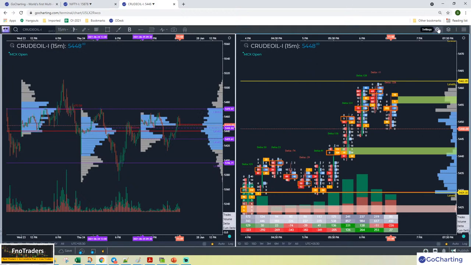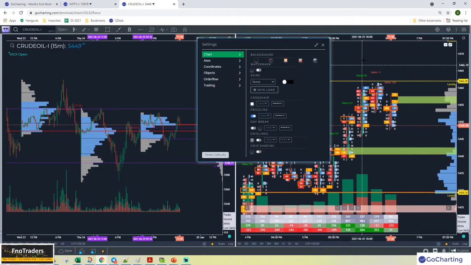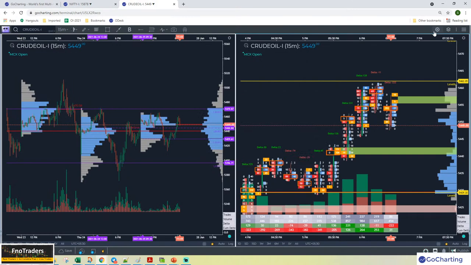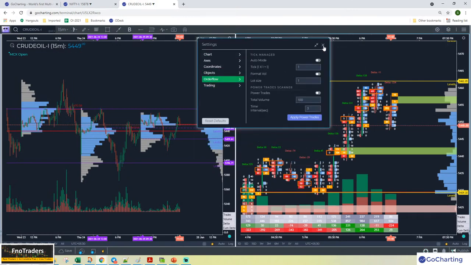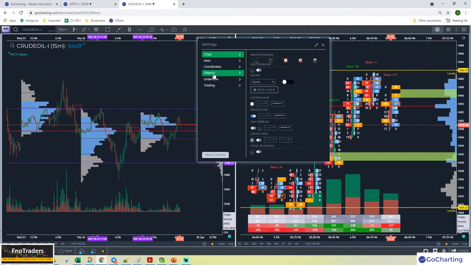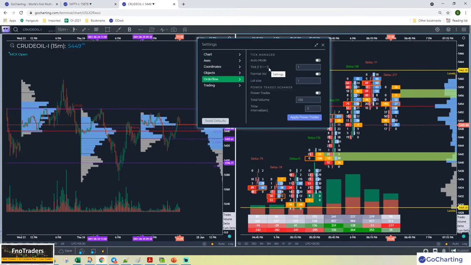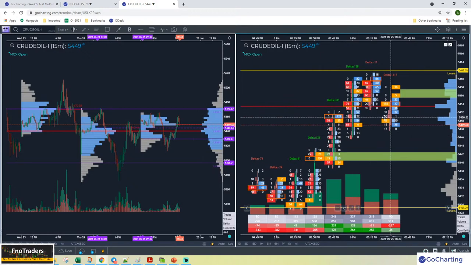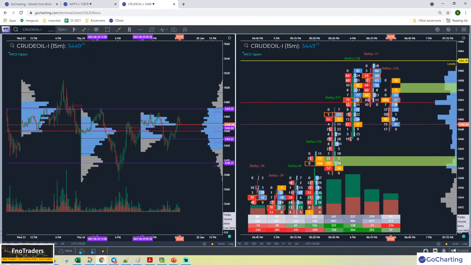I've kept it different. When you go to this setting, you click on a particular pane of the chart, and then go to the setting. I've kept it at 1 point. Basically, 1 point essentially means crude tick size is one, unlike Nifty and Bank Nifty, where the tick size is 0.05. So every block here is essentially 1 point in the underlying.